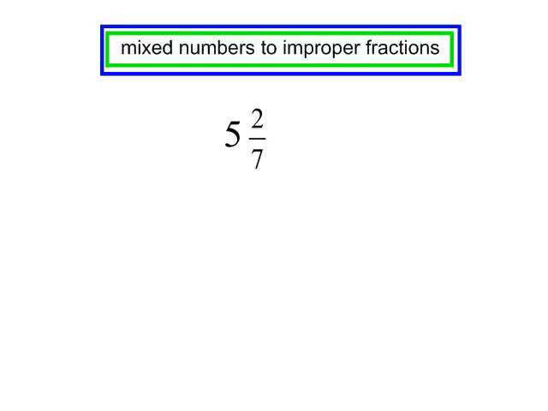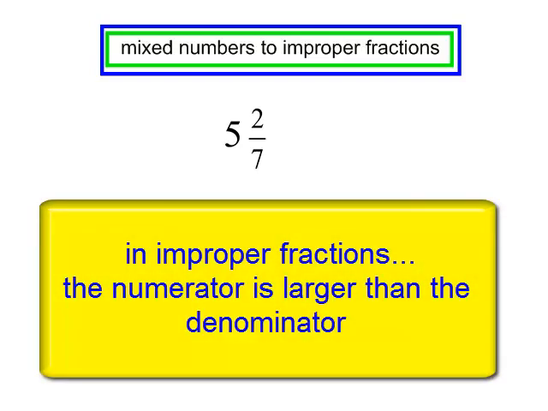We are going to work on changing mixed numbers to improper fractions. We have the mixed number 5 2/7. Now when we change it to an improper fraction, remember the numerator will be larger than the denominator.